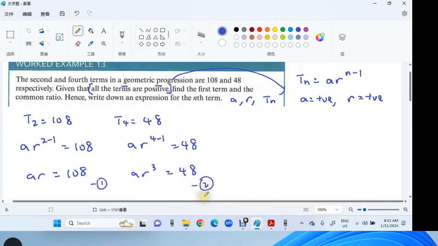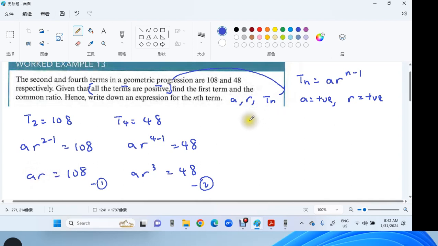This is equation 2. So for AP and GP, especially GP, we have two unknowns, and to solve this kind of question we have to do simultaneous equations, but we have a technique for this type of question: we no need to write A as the subject or R as the subject.